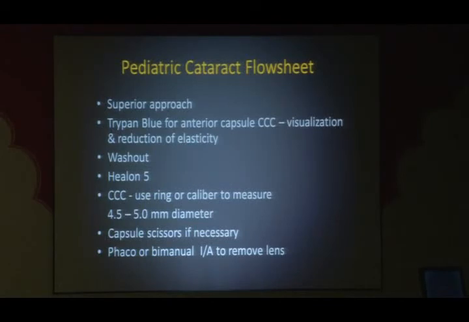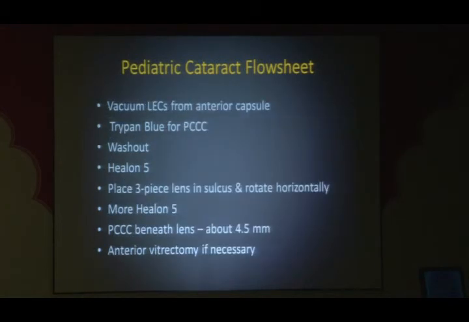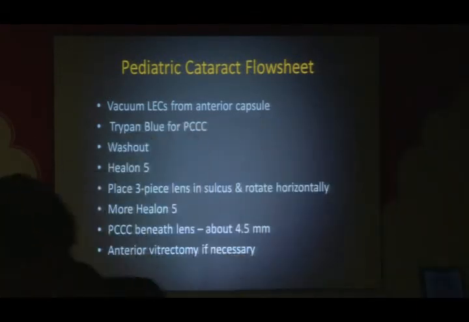Superior approach, this is my flow. A superior approach, again, trypan blue, wash it out, Healon 5, very thick viscoelastic. I use, measure it, a CCC, again, 5 millimeter diameter. Sometimes you have to use capsular scissors because it stretches, and again, phaco bimanual. Maybe you could use phaco, maybe you could just aspirate it. After that, clean out as many of the cells as possible.